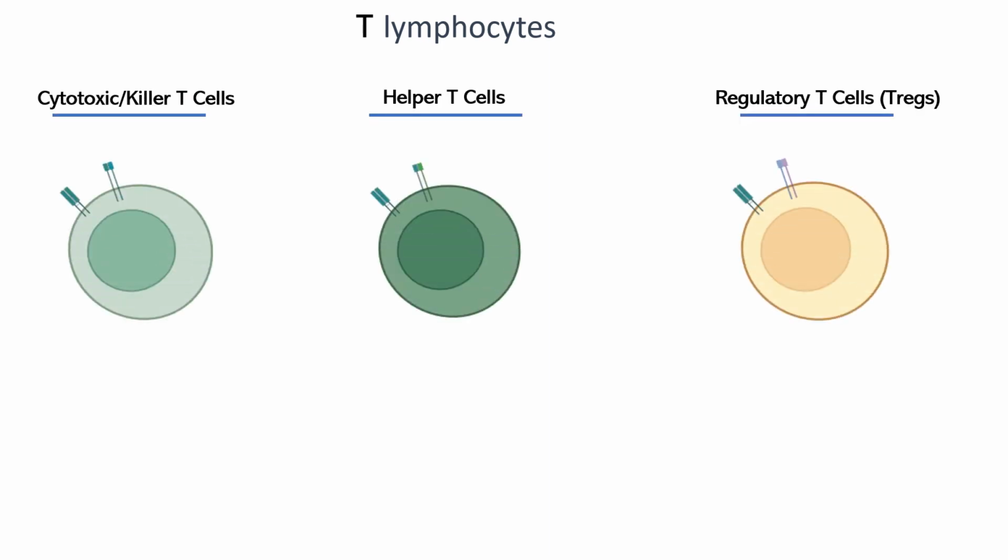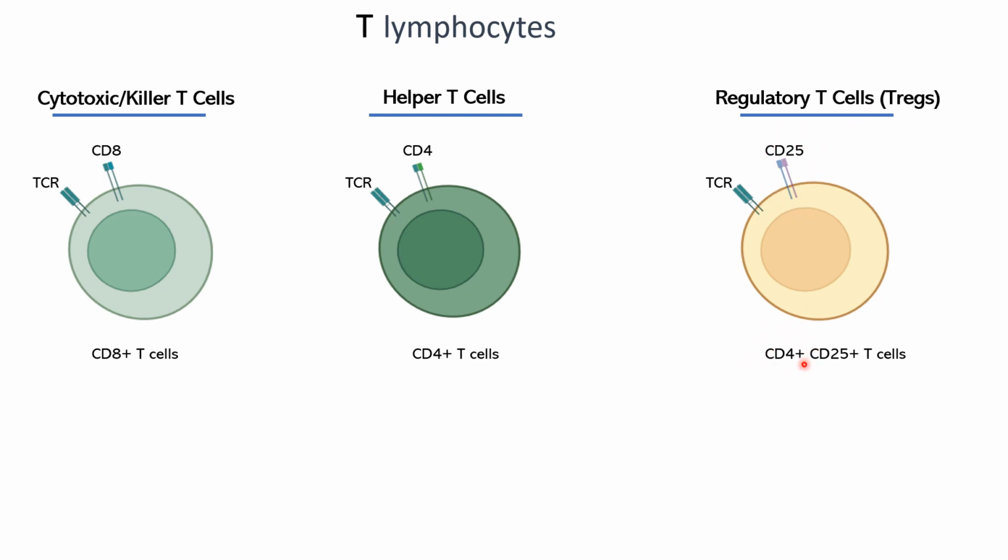There are three main types of T cells. The first one we call cytotoxic or killer T cells, and then the helper T cells, and then regulatory T cells. The main difference between these three types is the type of receptors that are on the surface of these cells. Cytotoxic T cells carry the CD8 receptor. Helper T cells carry CD4, and regulatory T cells have CD25.